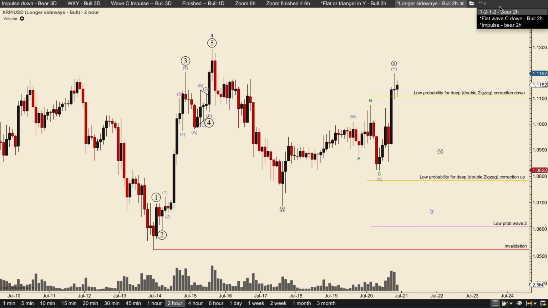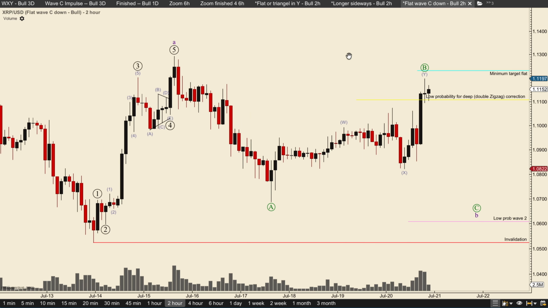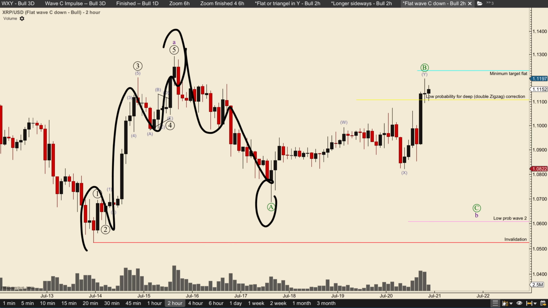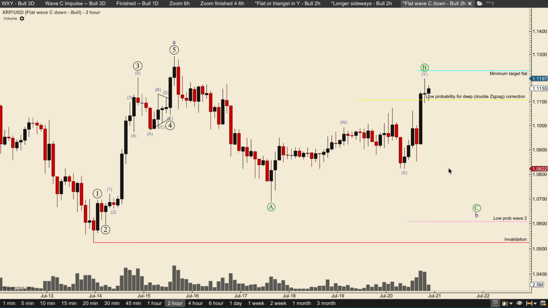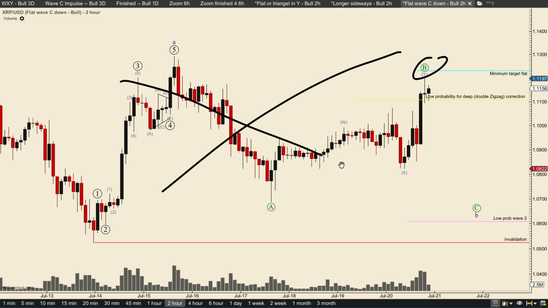So the last bullish scenario that we have is this. So here 1, 2, 3, 4, 5, wave A, same as before, but here you can count this as a wave A. But then if we were to count it like this, you need to hit this target, minimum target for a flat, here at 1.1231. If we don't hit this, then this scenario is invalid. So this is just like a reserve.